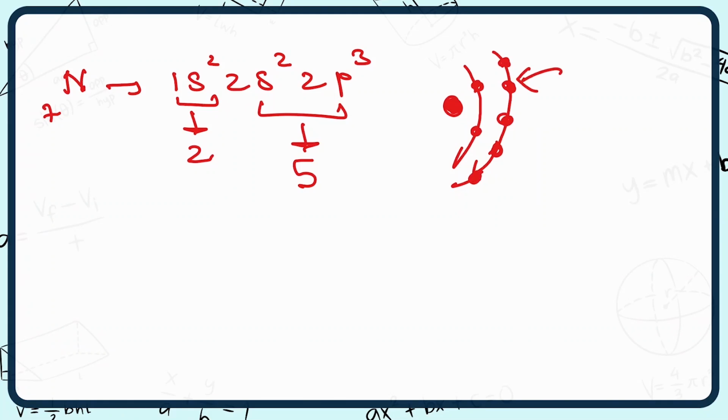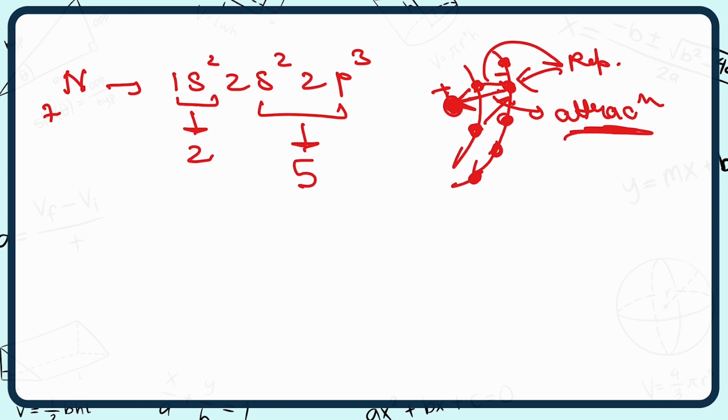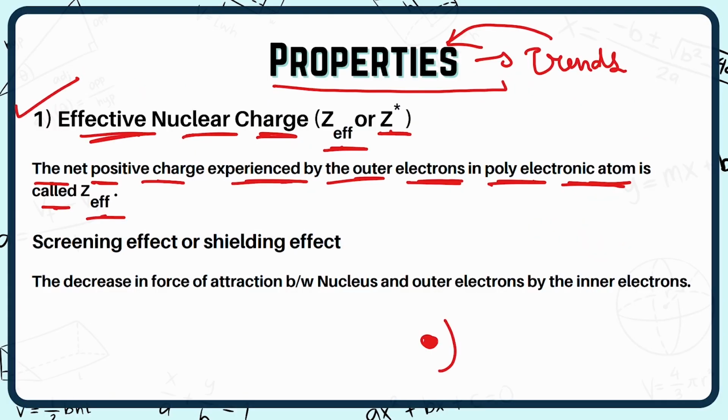Let's suppose we are taking this particular electron. This particular electron will face attraction force from this nucleus because of positive and negative charge difference, and these electrons in the inner shell will repel this particular electron. So repulsion. Now because of this repulsion, the net attraction force that this particular electron is facing from this nucleus will get reduced, and this reduced net attraction force is called Z effective. Got it? So this is our Z effective.